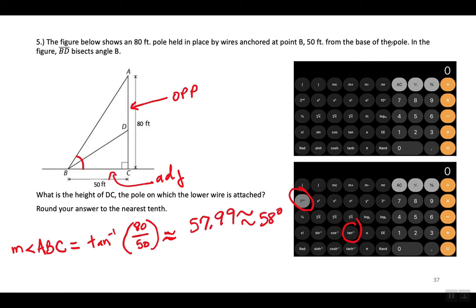Okay, now look. It says here in the figure, segment BD bisects angle B. Segment BD is bisecting angle B.